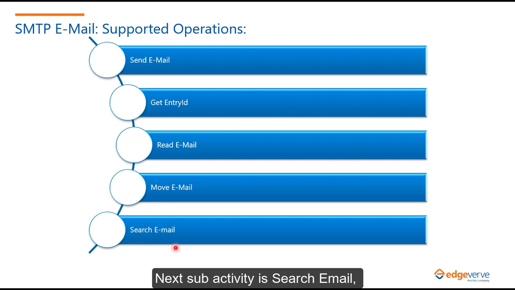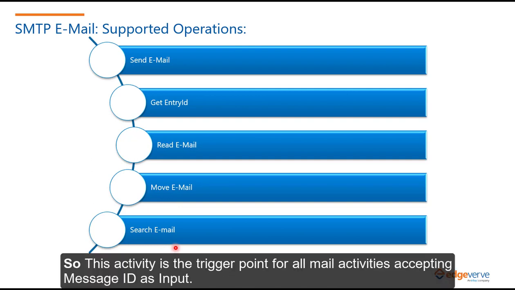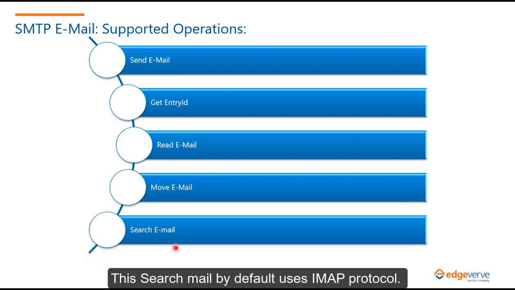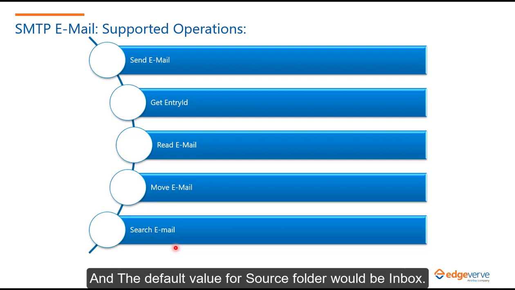Next sub-activity is search email. This activity is the trigger point for all mail activities accepting message ID as input. This search mail by default uses IMAP protocol and the default value for source folder would be inbox.